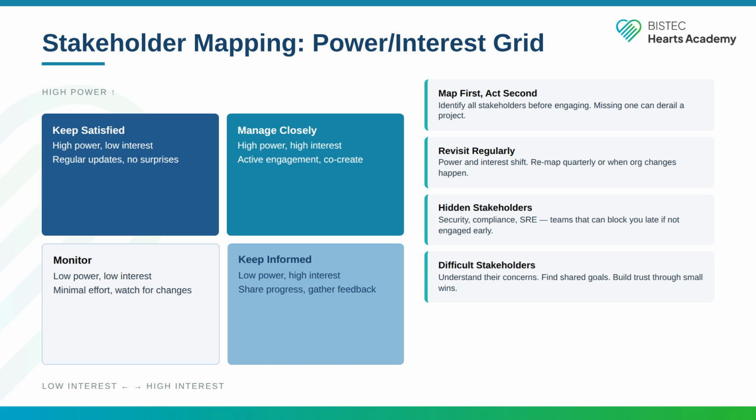High power, high interest. These are your manage closely stakeholders. They need active engagement and co-creation. Think of your VP of engineering or your product director. They can make or break your project, and they care about the outcome. Keep them deeply involved.